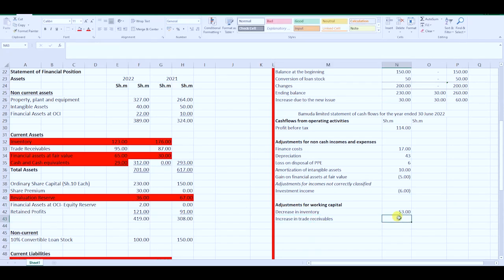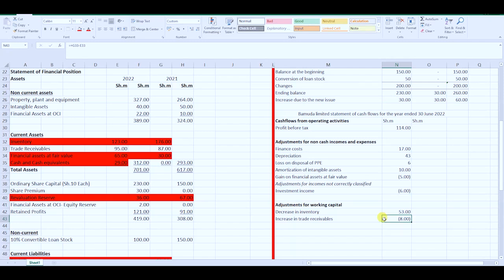Increase in trade receivables. So plus, just do it. The 87 minus 95. So for format painter, as you move along like that, seeing it's going to be an increase in trade receivables, it is represented as a negative value.